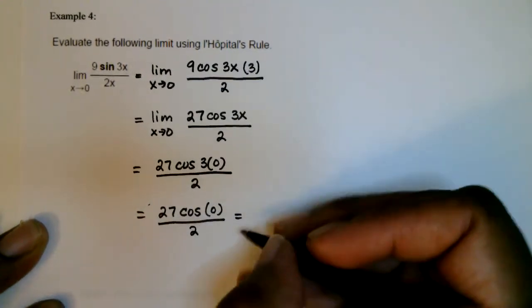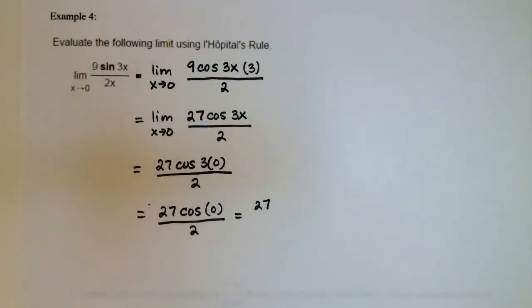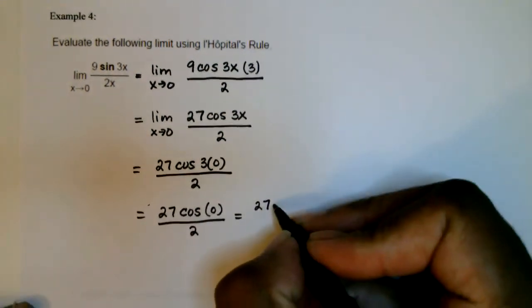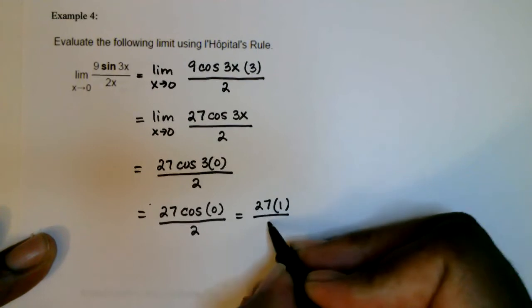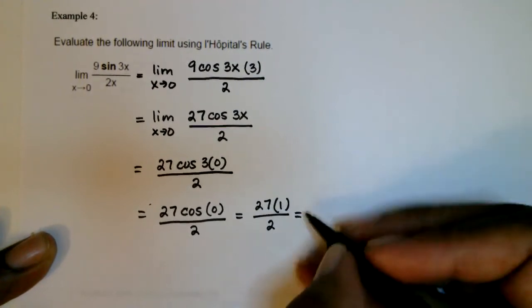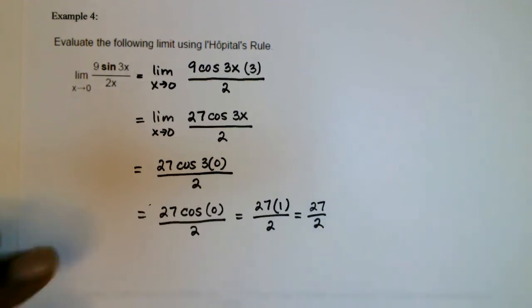Now, if you recall, back in section 1.4, when we were dealing with the unit circle and angles, the cosine of 0 is going to be 1. So I got 27 times 1 divided by 2, or just 27 over 2.